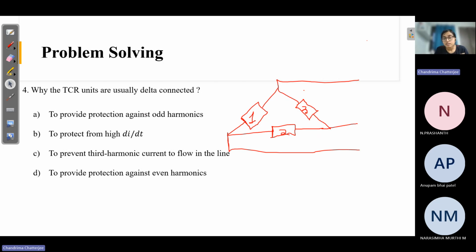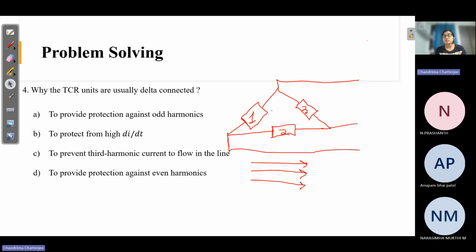Why are they delta connected? Why are they not star connected? Because, as I just told you, for triplen harmonics, the third harmonic, the sixth harmonic, which are basically multiples of 3, the three phases are in the same direction. The three phases A, B, C are in phase. There is no phase difference.